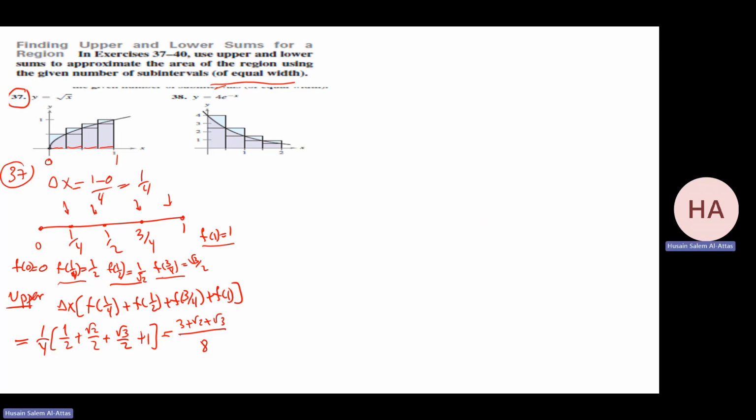The lower, let me do the lower here. Now, continuation about 37, lower. I will use delta x. Let me call it small s. So it will be delta x times what? For the lower, I will take the left endpoint here because the function is increasing. So it will be f at 0, the smallest, f at 1 over 4, plus f at half, plus f of 3 over 4.